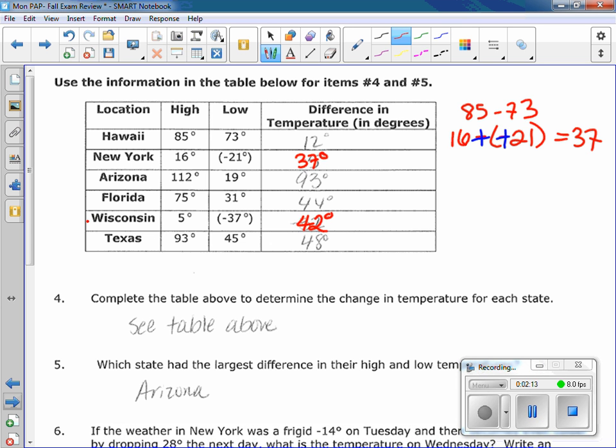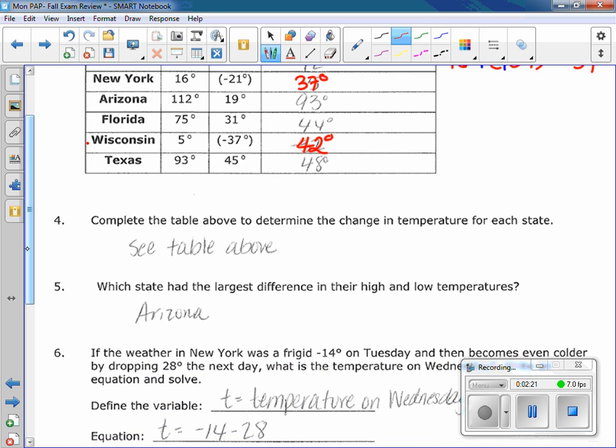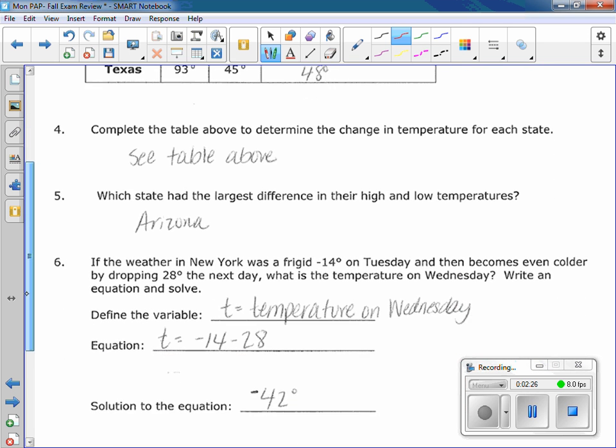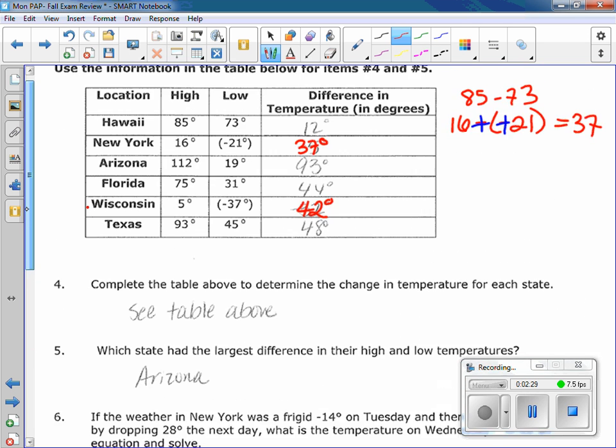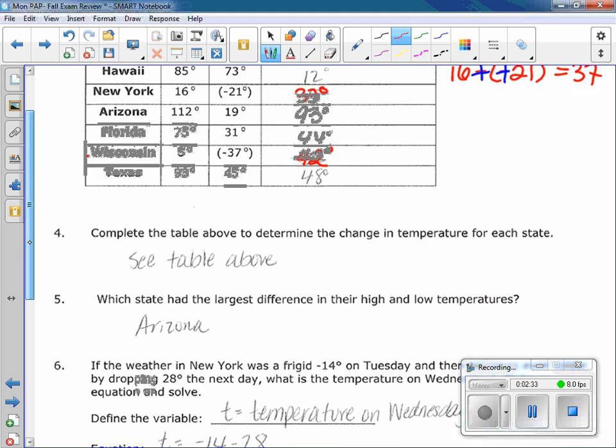Please remember that you can ask questions. Are we good on the chart? Okay. So which state had the largest difference? Well, that would have been Arizona, because 112 minus 19 is 93.